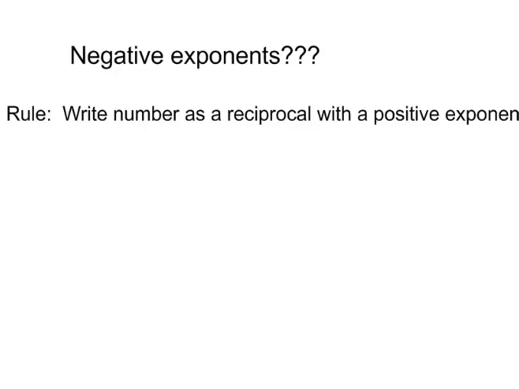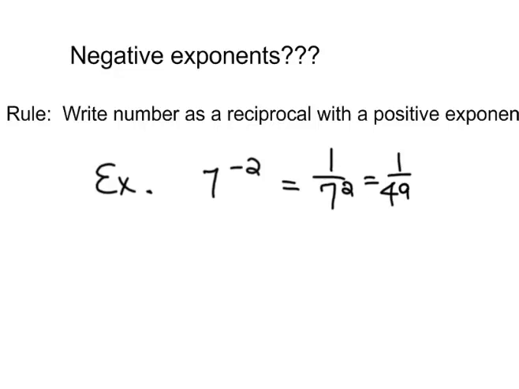Negative exponents. I went through your Acuity and I saw that a lot of you struggle with the negative exponent piece. So the rule is to write the number as a reciprocal with a positive exponent. So let's do a couple of examples. Let's say 7 to the negative 2. Well, I need to write the number as a reciprocal. So the reciprocal of 7 is 1 over 7, and then I'm going to turn my power, instead of being a negative exponent, to a positive exponent. Okay? Which is the same thing as 1 over 49.